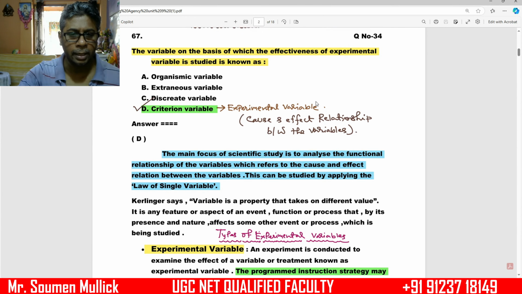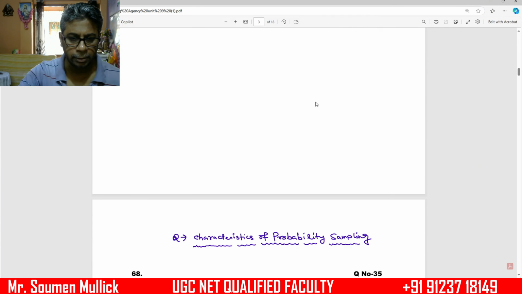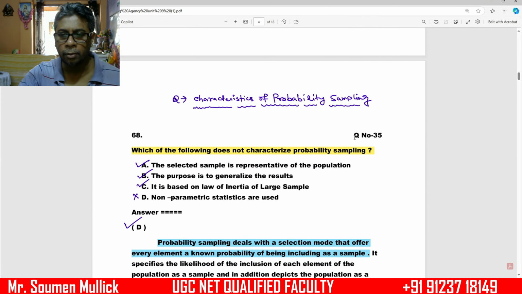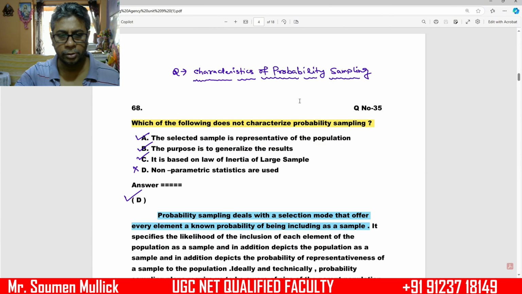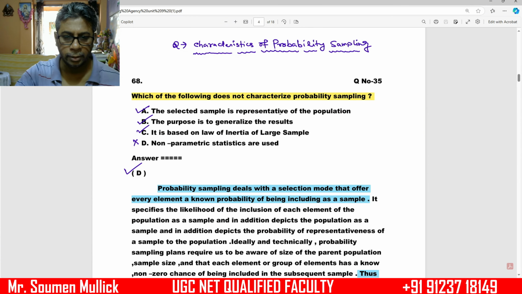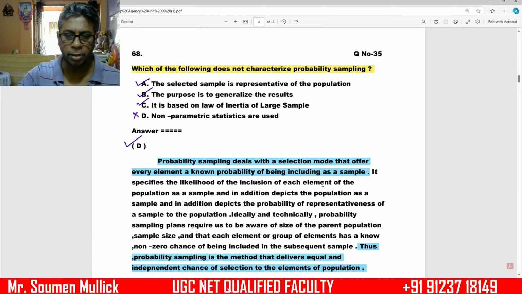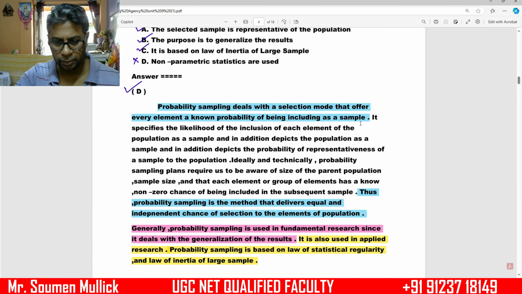Our next question, question number 35. This question is based on the characteristics of probability sampling. Very interesting question. What is probability sampling? Probability sampling deals with the selection mode that offers every element a known probability of being included in the sample. Thus, probability sampling is the method that delivers an equal and independent chance of selection to the elements of the population.